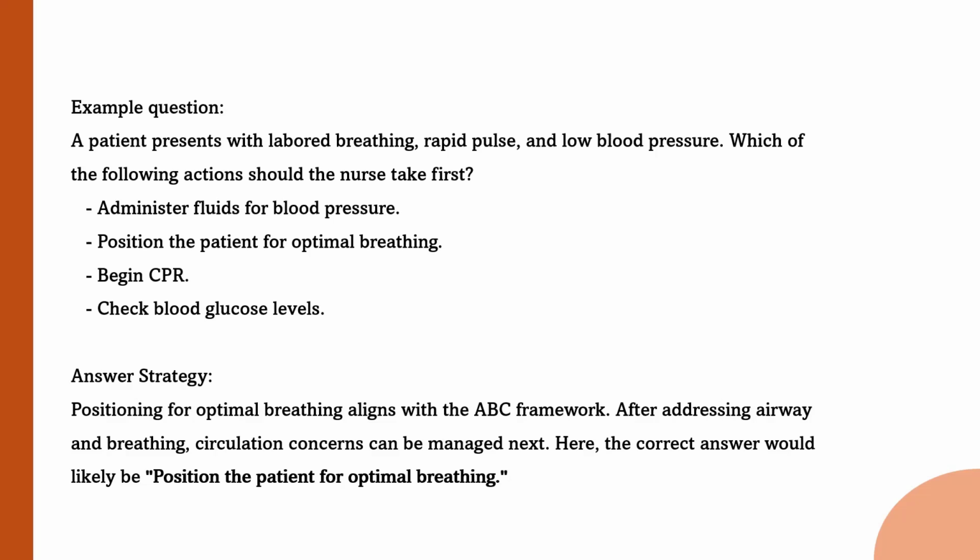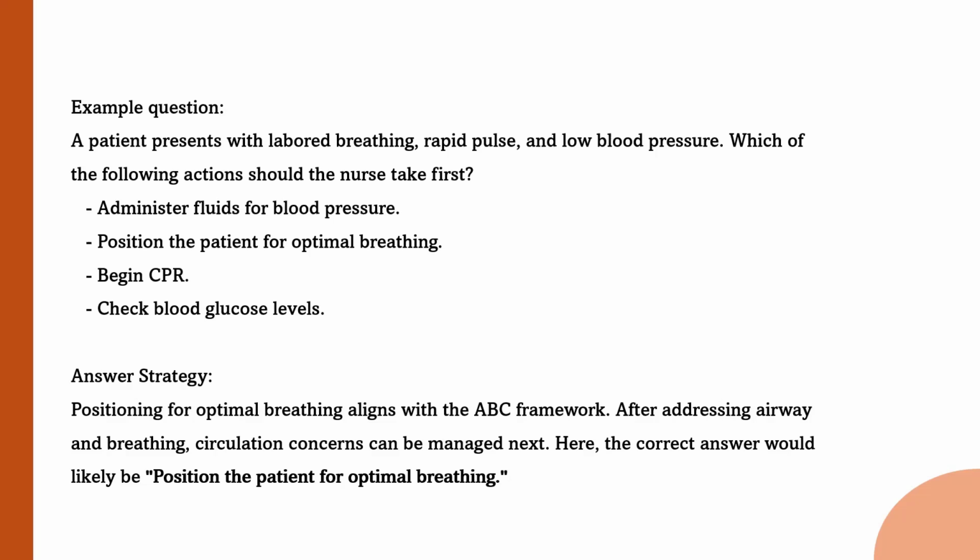We have labored breathing, rapid pulse, low blood pressure. And how do we know? That is the reason why you have the ABC. You understand? If you look at it right here, let us see: administering fluid for blood pressure. Yes, that's going to solve the low blood pressure. Position the patient for optimal breathing. Yes, that's going to solve the labored breathing. Begin CPR. I don't really see this patient as someone that needs CPR. But if we don't intervene, this patient can end up being pulseless and then would need CPR. But right now they don't need CPR.